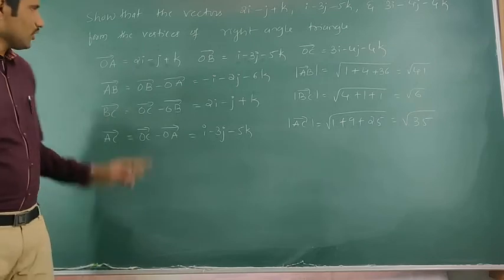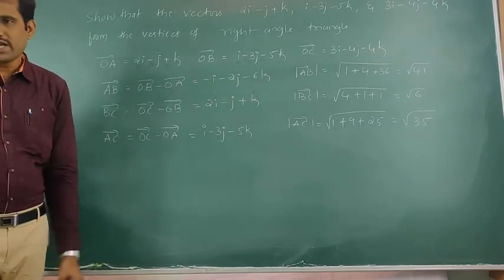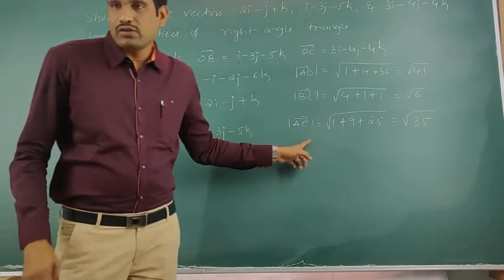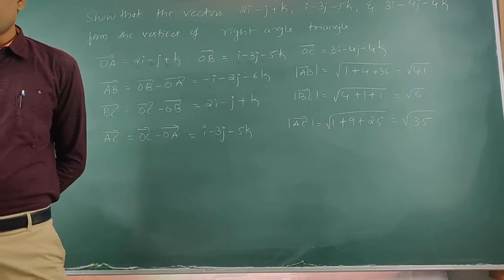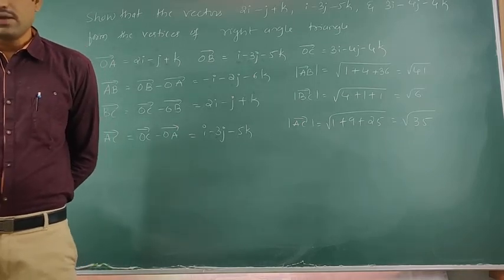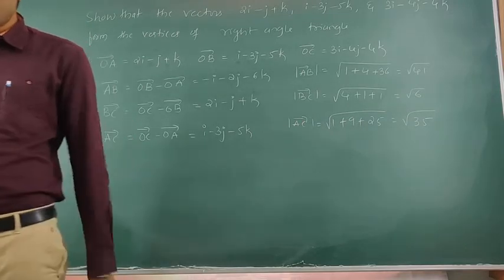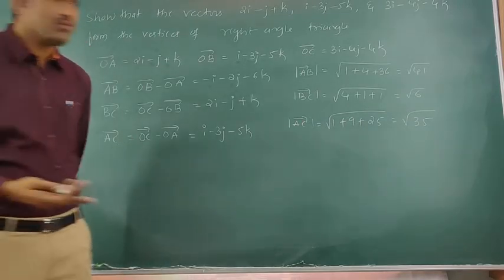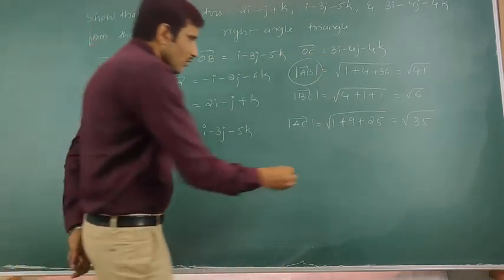Right, so the magnitude of AB means the length of side AB, BC means the length of side BC, and AC means the length of side AC. In a right angle triangle, the side having maximum length is the hypotenuse. So which is the hypotenuse now? AB is the hypotenuse.